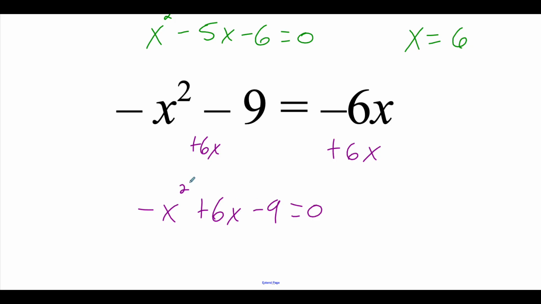And now I should be able to type in this left-hand side, this negative x squared plus 6x minus 9. I should be able to type that in and graph it out. Again, we're looking for the x-intercept, so where our graph hits the x-axis. This one is just a one solution case. We should see an x-intercept at x equals 3.